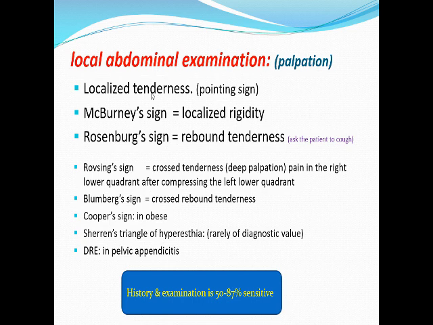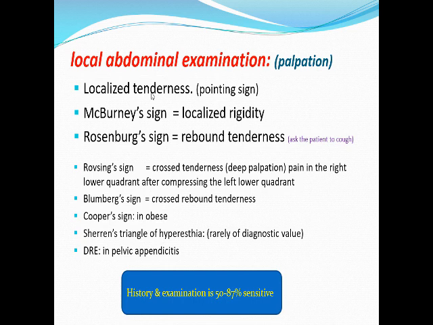These are the main three signs during palpation of the abdomen: localized tenderness, localized rigidity, and rebound tenderness. We have other signs. You might know them. If you know the first three, you might proceed to the others. If you do not, please do not proceed. Rovsing sign is called crossed tenderness.